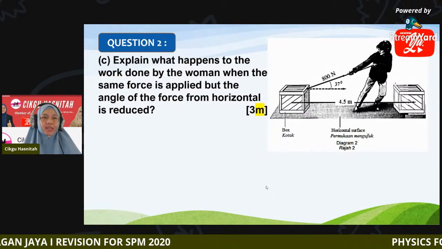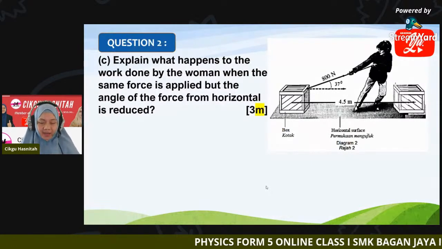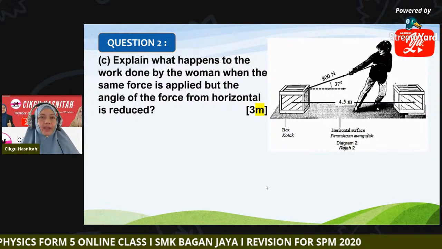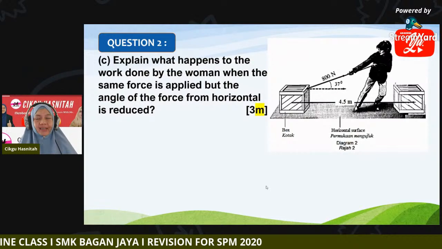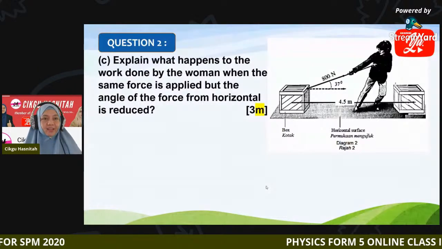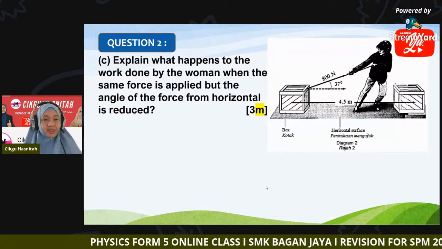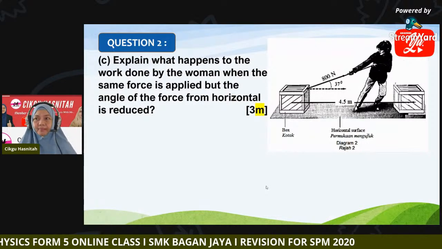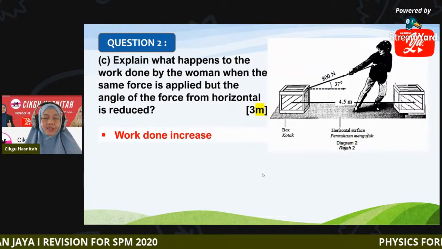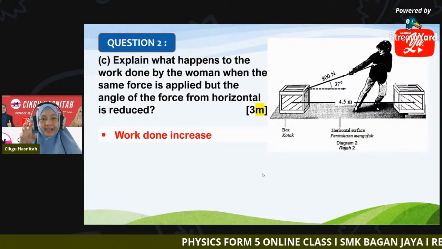What do you say? The force is still 800 Newton, but now the angle is reduced, less than 37 degree. So what happened to the amount of work done now? What do you think? Increase, decrease, or no changes at all? Which one? So how do we write the explanation? What happened when the force is constant but the angle is less?